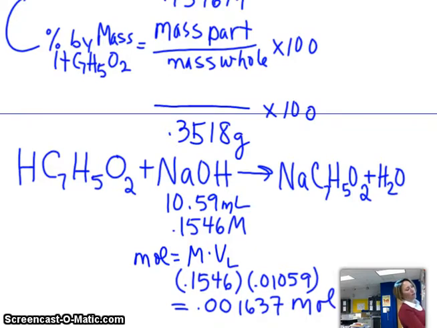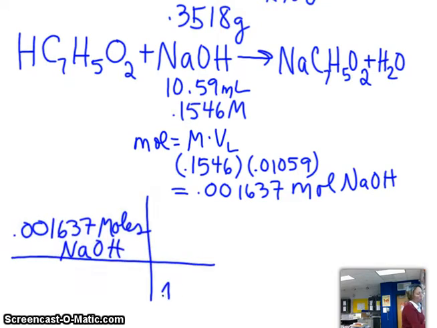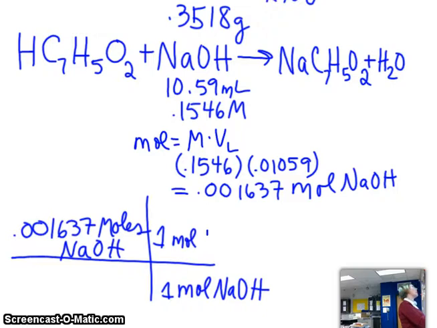Moles of NaOH. Now, just like any other problem that we've done, if you know the moles of one thing in the reaction, you can find the moles of anybody else, because we have 0.001637 moles, and according to the equation, for every 1 mole of NaOH that reacts, you will also react 1 mole of the acid.